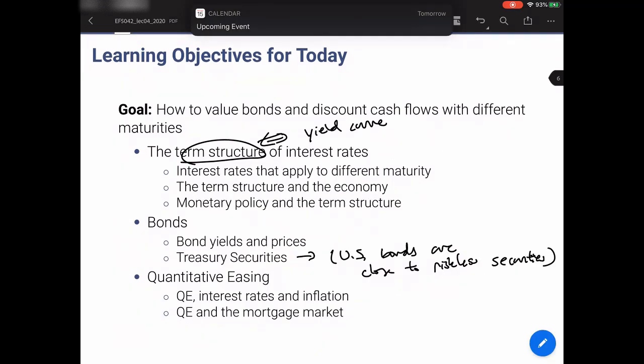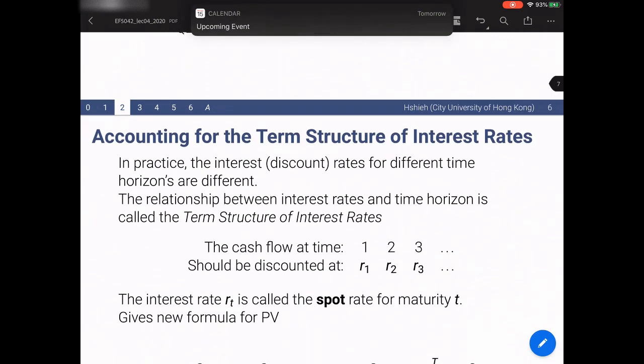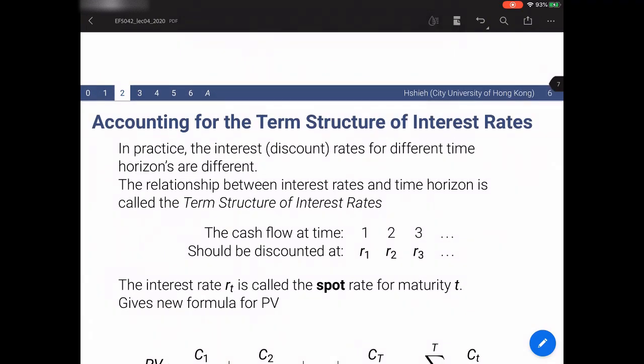Okay, and final topic, I will give you an overview of quantitative easing and provide examples of how monetary policy can change interest rates for the sake of providing more credit in the economy and making borrowing easier to finance potentially worthwhile investment opportunities. Okay, so let's talk about term structure of interest rates.